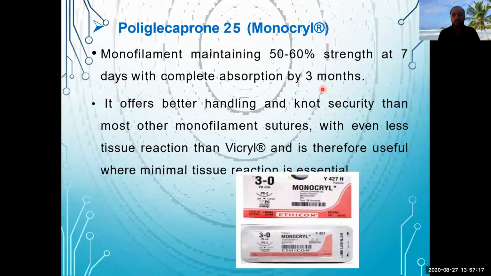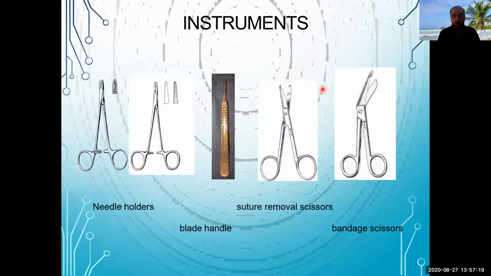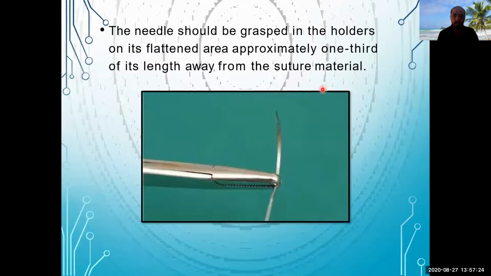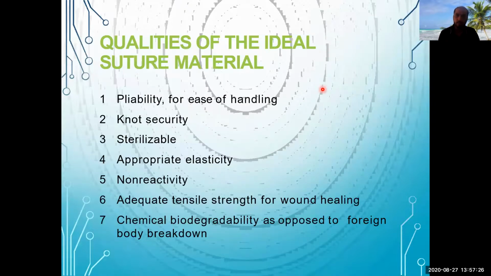What is most important, for exam purposes, is that you have to know the qualities of an ideal suture material. What are the qualities of an ideal suture material? These are pliability, knot security, sterilizability, appropriate elasticity, non-reactivity, adequate tensile strength for wound healing, and biodegradability.